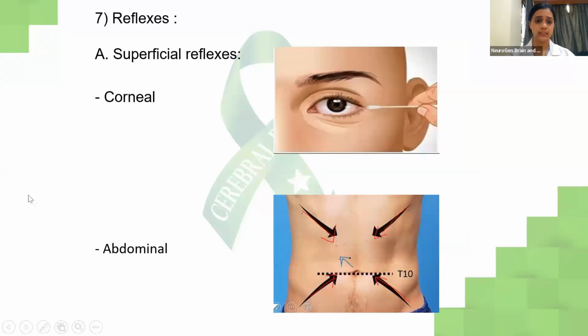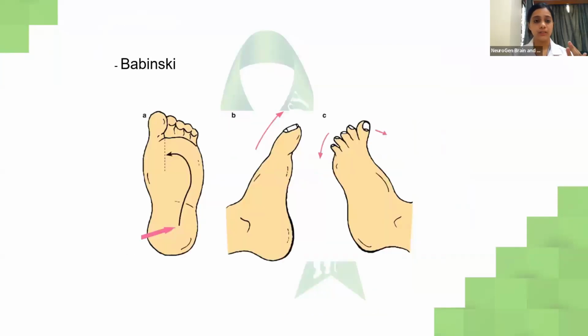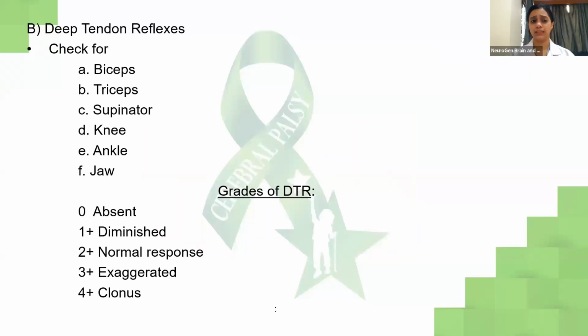Moving on to the next, the reflexes. There are two types, superficial reflex and the deep tendon reflex. Superficial reflex includes the corneal reflex, the abdominal reflex, and Babinski reflex. We all need to assess this. Then the deep tendon reflexes: we need to check the deep tendon reflexes for biceps, triceps, supinator, knee, ankle, and jaw jerks. Grades of DTR are these: 0 to 4 plus.